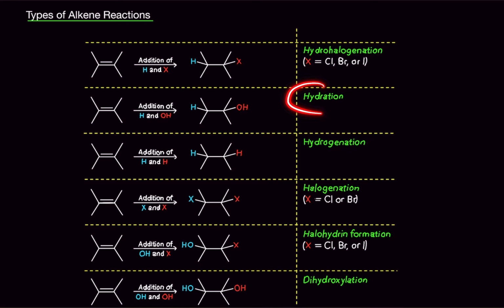There's also hydration reactions where we add a hydrogen and an OH group. There's hydrogenation, where we are adding two hydrogens. Halogenation is where we add two halogens. Isn't that cool? So you could have chlorine, bromine, iodine, whatever you want. There's halohydrin formation, which is an OH and a halogen. And then there's the addition of two OHs, which is called dihydroxylation.